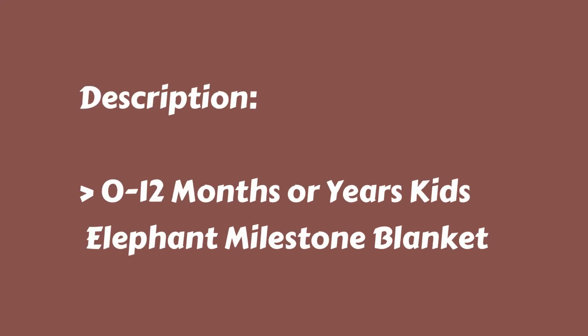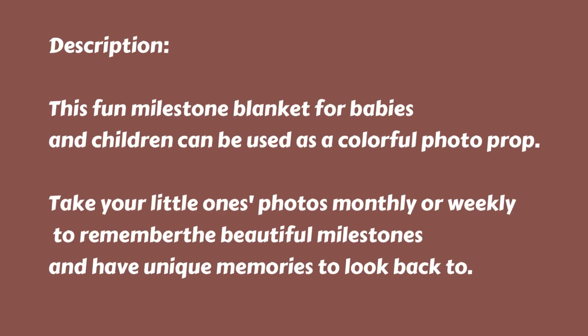For your product description, try using those keywords in a more detailed way. You can start the product description by writing a short line about what the product is. For example, 0 to 12 months or years Kids Elephant Milestone Blanket. Next, you can start describing what the product is and how it can be used. For example, this fun milestone blanket for babies or children can be used as a colorful photo prop. Take your little one's photos monthly or weekly to remember the beautiful milestones and have unique memories to look back to. Then you can start describing what the item's materials are, talk about shipping and returns, and even recommend similar products to your shop and use the links.